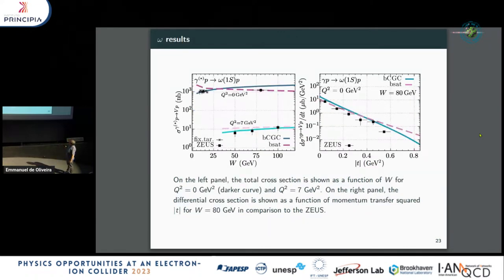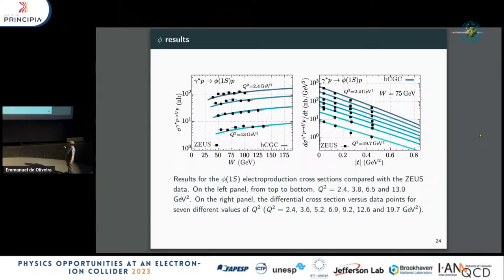And then we have omega results. On the left, we have photoproduction and electroproduction. On the right, just photoproduction. So far, I'm not talking about excited states, just the ground states, okay? And here we have a lot of data, so I would say a good description if you take both curves into account. And then we have phi results.